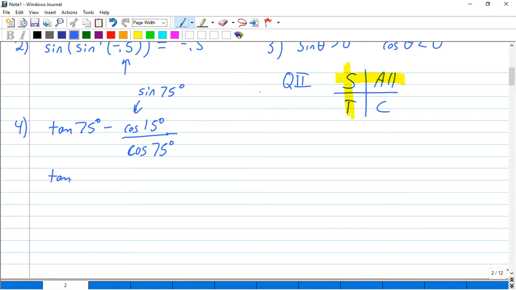So the reason that I wanted to do that is so now I have the sine of 75 degrees over the cosine of 75 degrees. So I have the tangent of 75 degrees minus the tangent of 75 degrees. So that has to be something subtracted from itself. So that's 0.